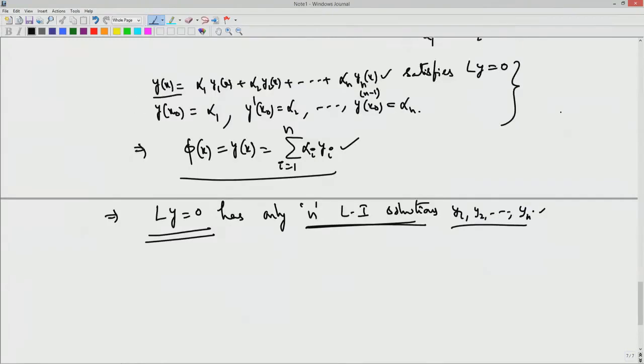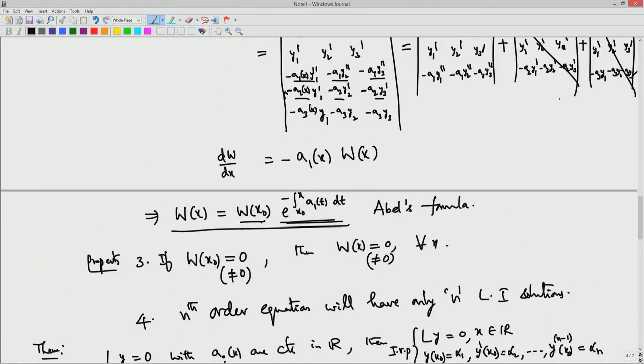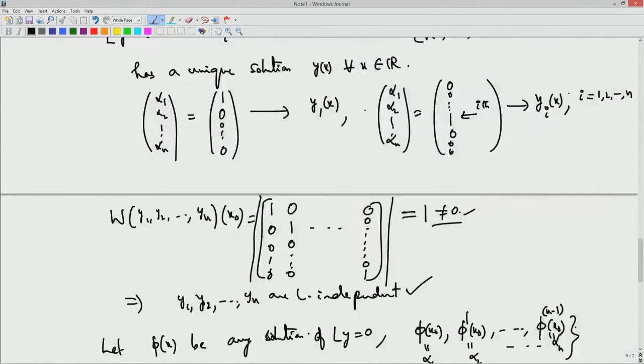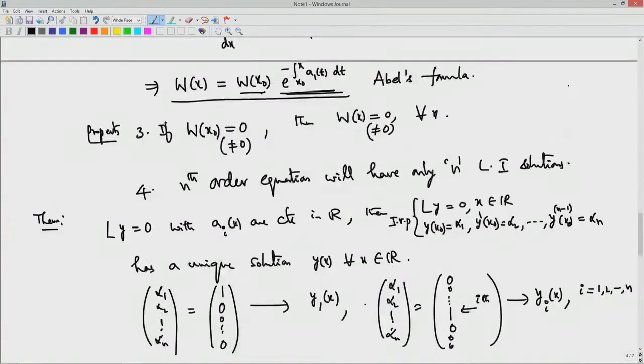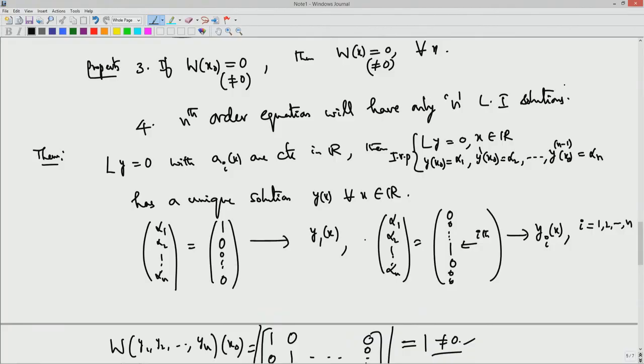So the only thing we used for the second order is this Wronskian, Abel's formula. Through Abel's formula, if you know one solution, you can find the other, because there are only two linearly independent solutions. But here we cannot, because if you use this Abel's formula, if you know one solution, you can reduce the equation one level down.